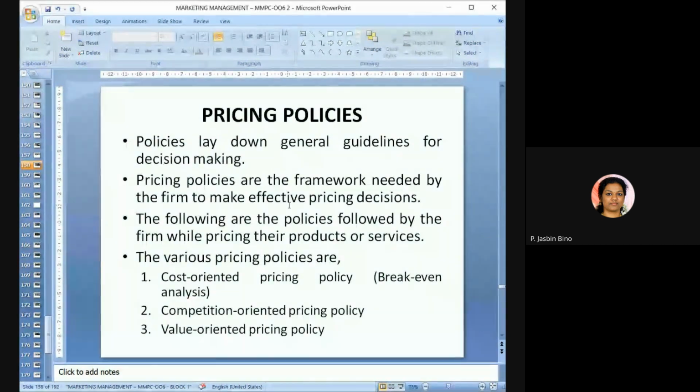So there are different pricing policies. The first one is cost oriented pricing policy, the second is competitor oriented pricing policy, and the third is value oriented pricing policy. When we talk about the determinants of pricing, the factors to be considered are normally cost, demand and competition. Pricing decisions will be based on these three determinants. Based on the cost of the product, they price it; that is cost oriented pricing policy. Based on the demand, they price it. Based on the competition, they price the product.